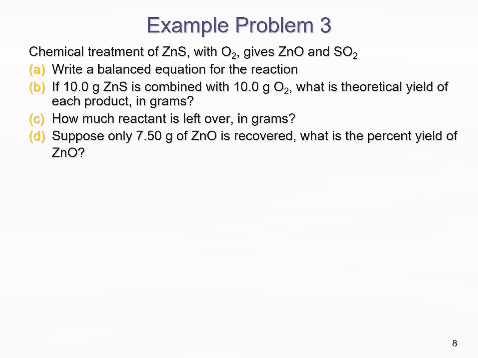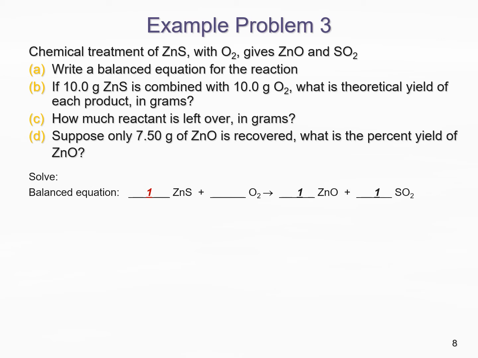So how are we going to solve this problem? Let's try to answer question A. Question A asks us to write a balanced equation for this reaction. As we read the question, chemical treatment of zinc sulfide with oxygen, apparently these are the 2 reactants, zinc sulfide and oxygen, giving zinc oxide and sulfur dioxide, obviously those are the 2 products.